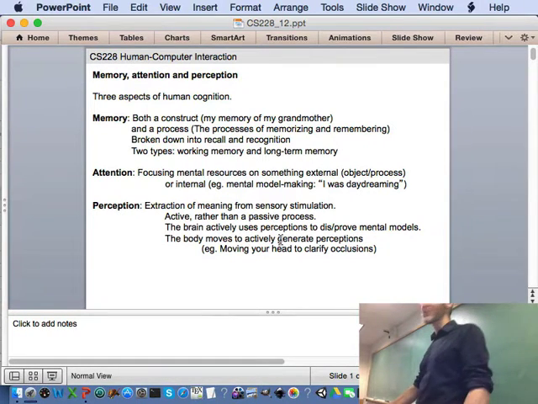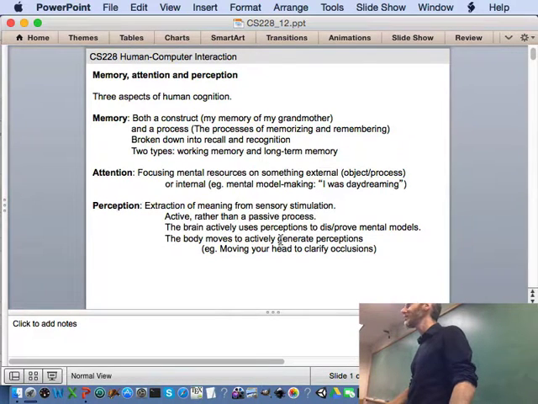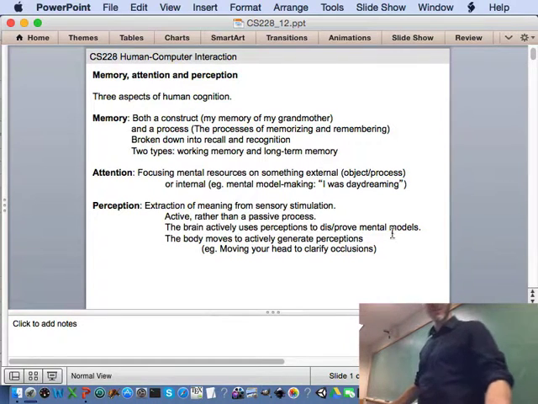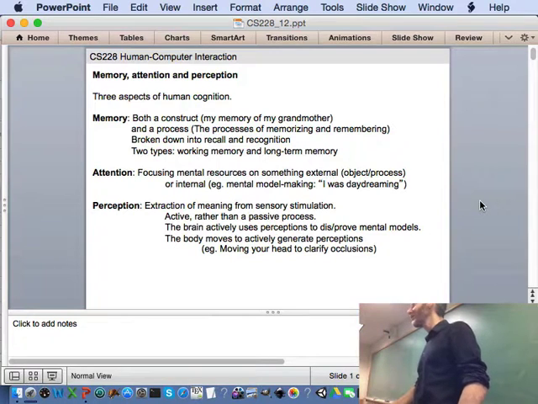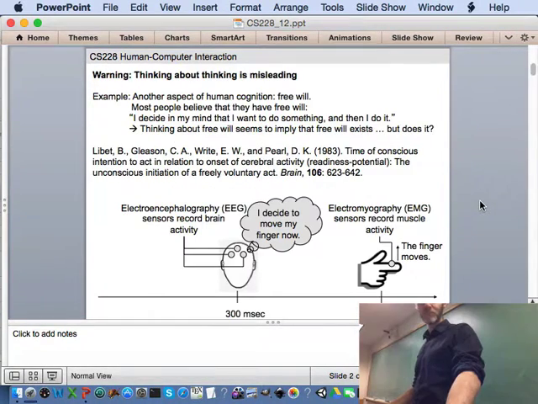Usually you're using these perceptions to prove or disprove your mental models, and again, your body is moving to do this. With passive sight, it's not that obvious, but that is what you're doing, right? You're actively saccading around and moving your eyes to attend to different parts of the screen, for example, or you're moving your head to clarify occlusions. You're acting on the world.